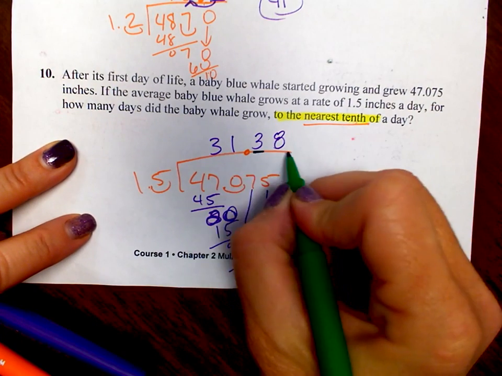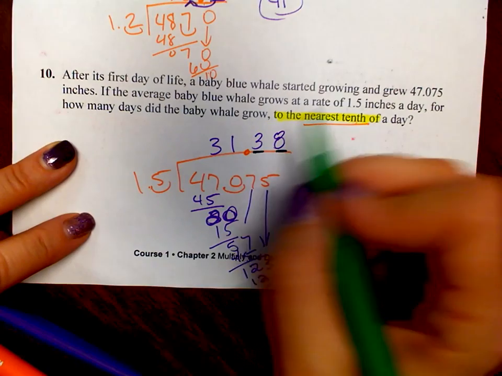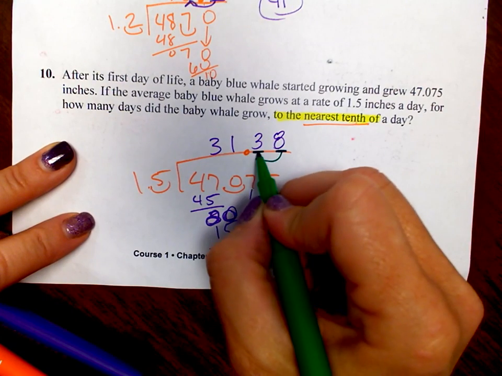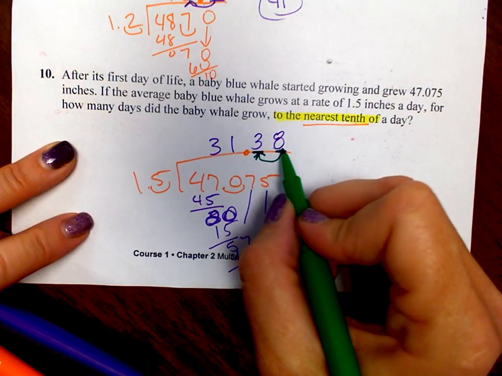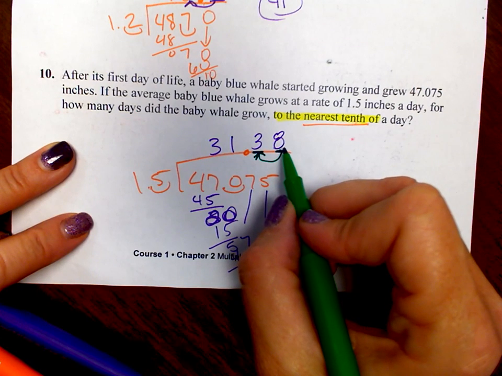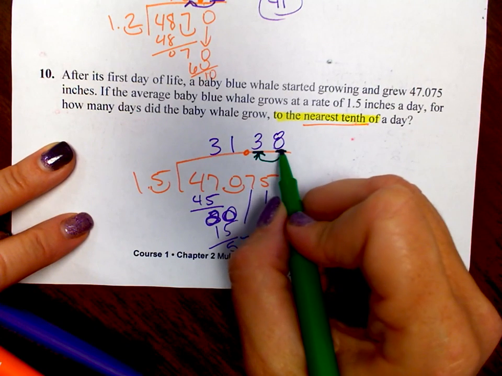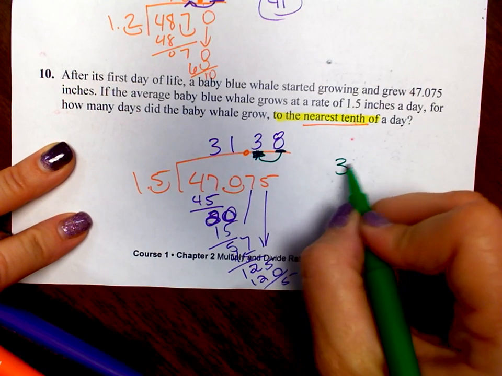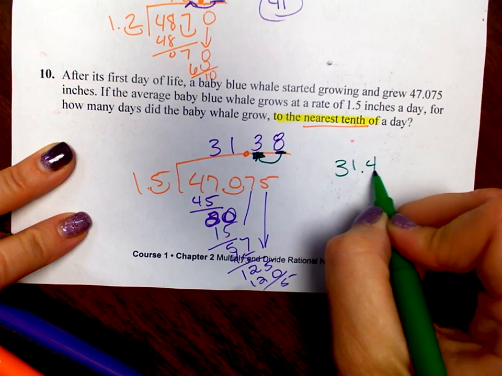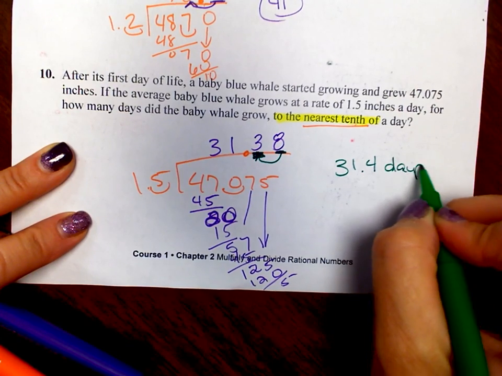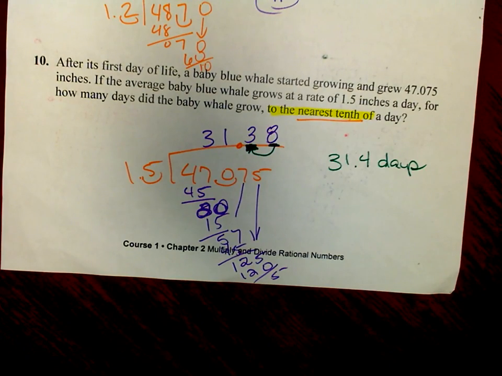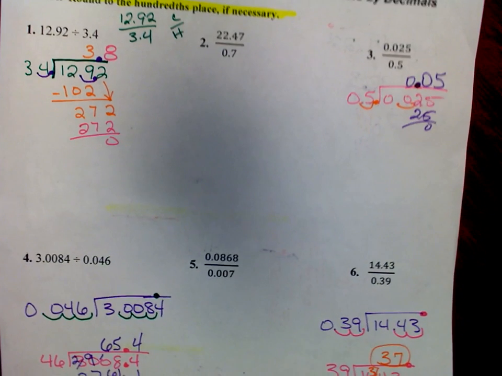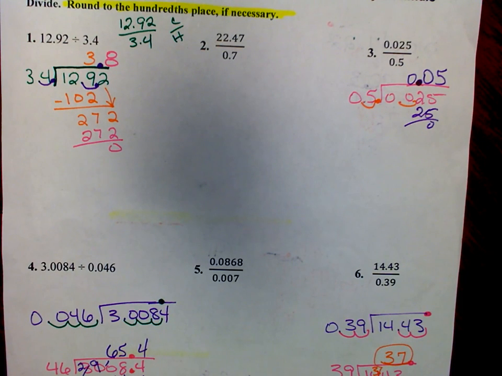This is your tenths. This is your hundredths. So I need to round to the nearest tenth. 5 or more, raise the score. 4 or less, let it rest. This 8 tells me we're going to raise the 3 to a 4. 31.4 days. Okay? So I only left about 3 that you need to do by yourself. And that's due tomorrow.